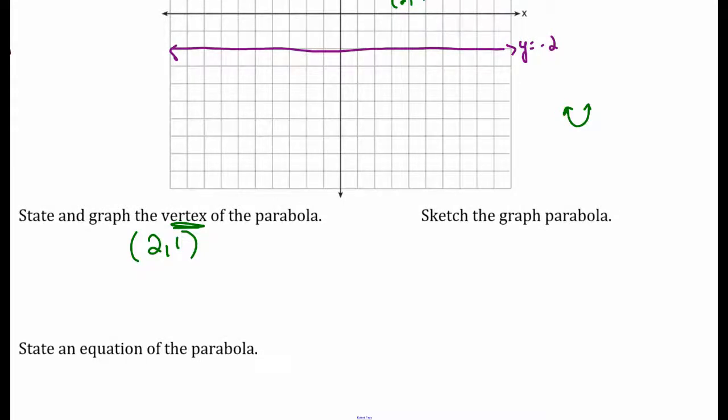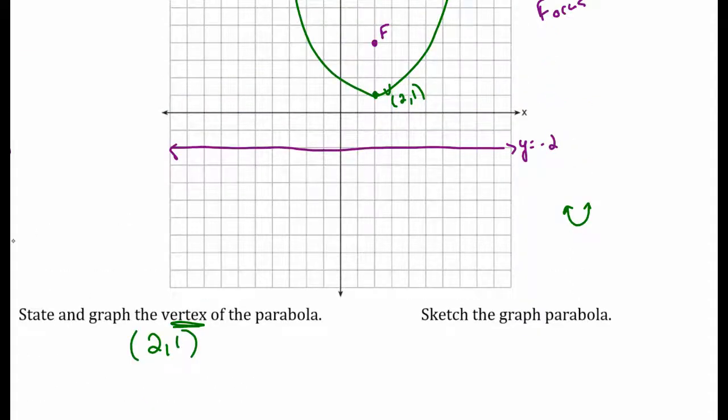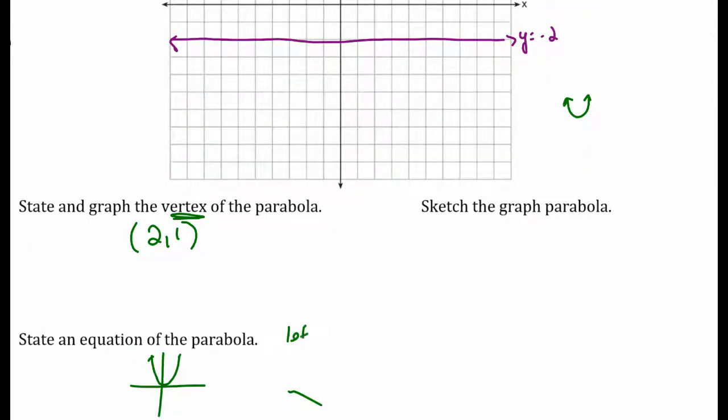State an equation of the parabola. So we need to think about this parabola in terms of transformations. Normally, plain old x squared passes through (0, 0) as a vertex, but I have a vertex of (2, 1). So I need to go left 2, up 1. So I'm going to take a parabola and go left 2. Well, how am I going? Sorry, not left 2, right 2.